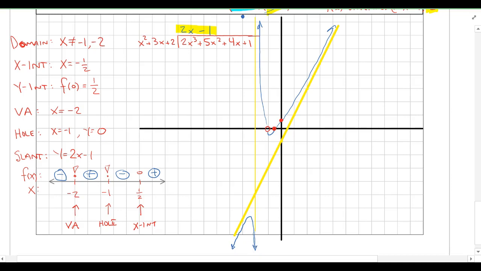Interesting. Okay, folks, I'm going to encourage you to take a look at your graphing calculator and make sure you get the same image as we just sketched out right here. And again, this was the line y equals 2x minus 1. It was our slant asymptote. And this line here was x equals -2, which was our vertical asymptote. That's it, folks. Hope you have success when graphing rational functions by hand.